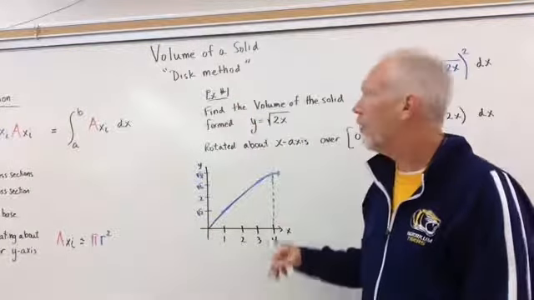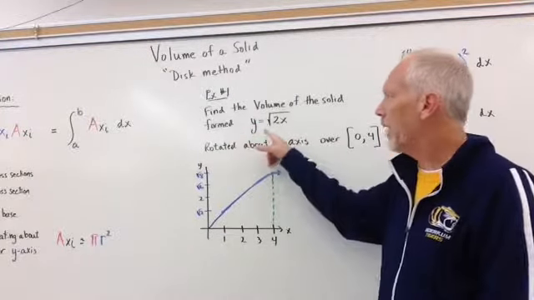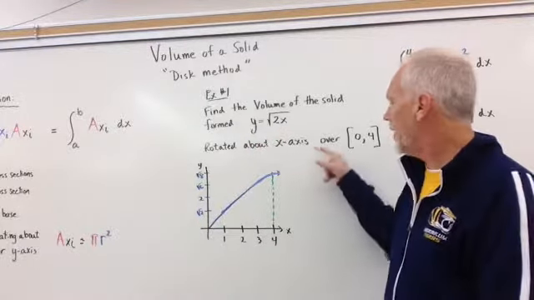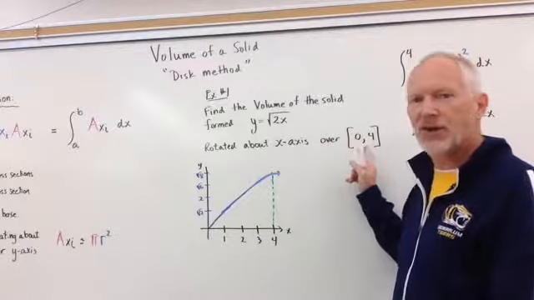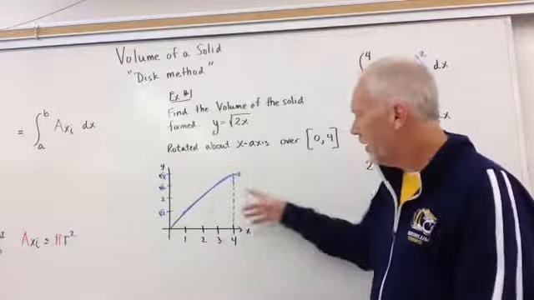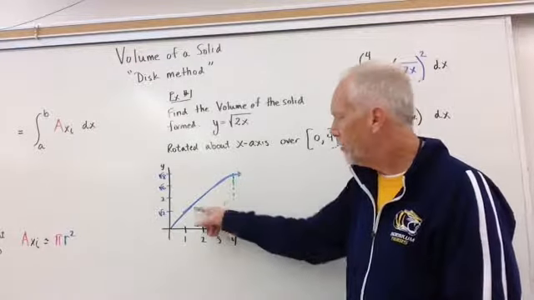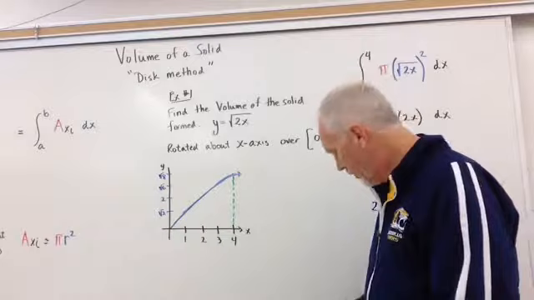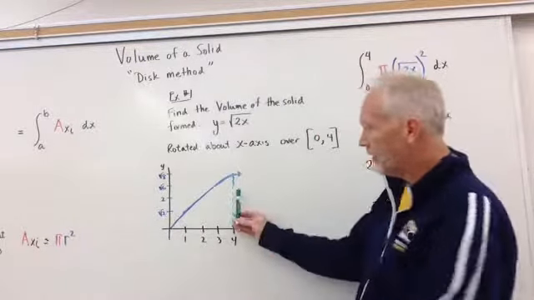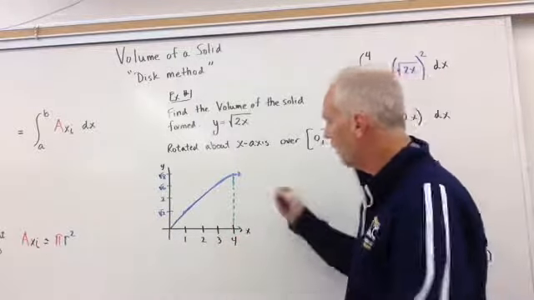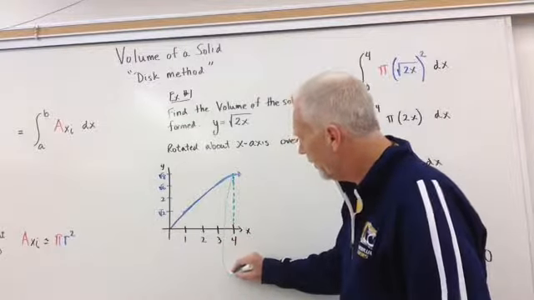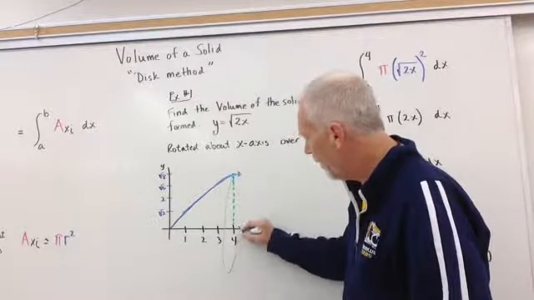Example 1 says find the volume of the solid formed by y equals the square root of 2x, rotated about the x-axis over the interval of 0 to 4. So here's our figure, here's our function. In essence, we're going to take this and rotate it all the way around. It'll look something like if I took this and went down to negative root 6 and then brought it back up.